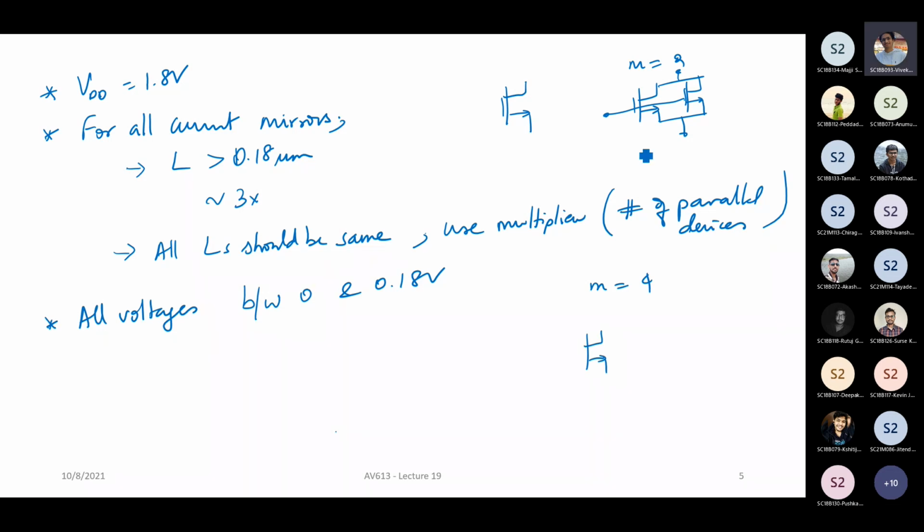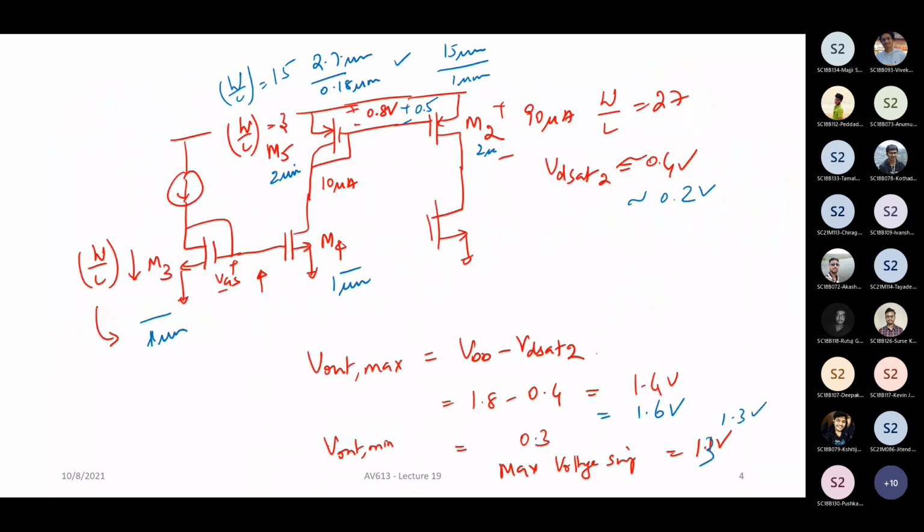Okay, sir. The total effective width is basically going to be M times the width of the individual transistor. Sir, increasing the value of W by 2 and using two multipliers, will it have the same effect? Yes. Okay, sir. Yeah. But for current mirrors, use multipliers. That's the professional proper way of doing things. Okay. All right. And also, yeah, so these are the important things.